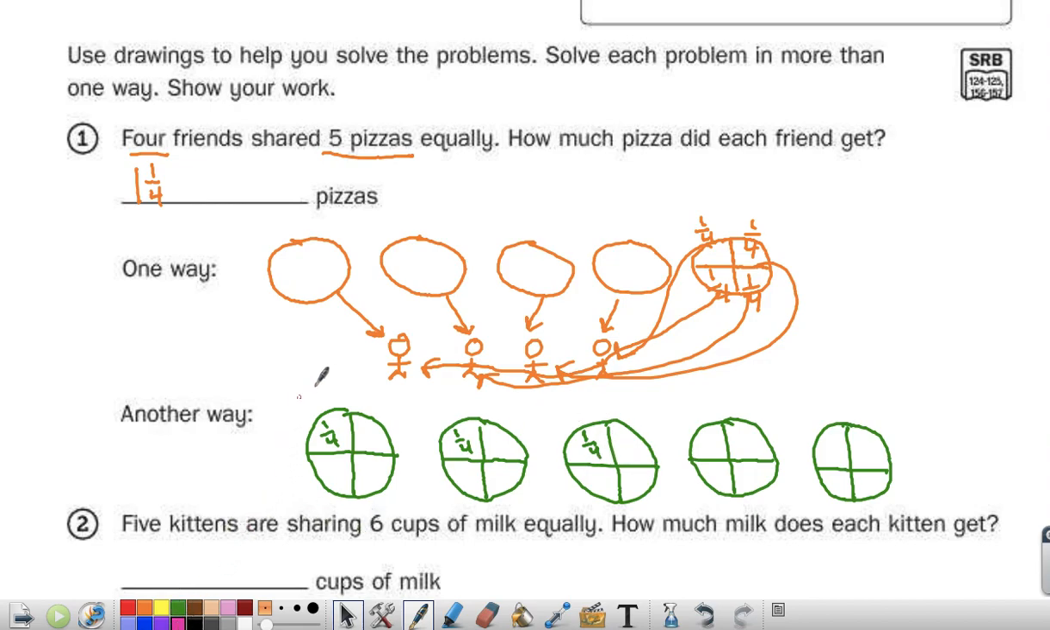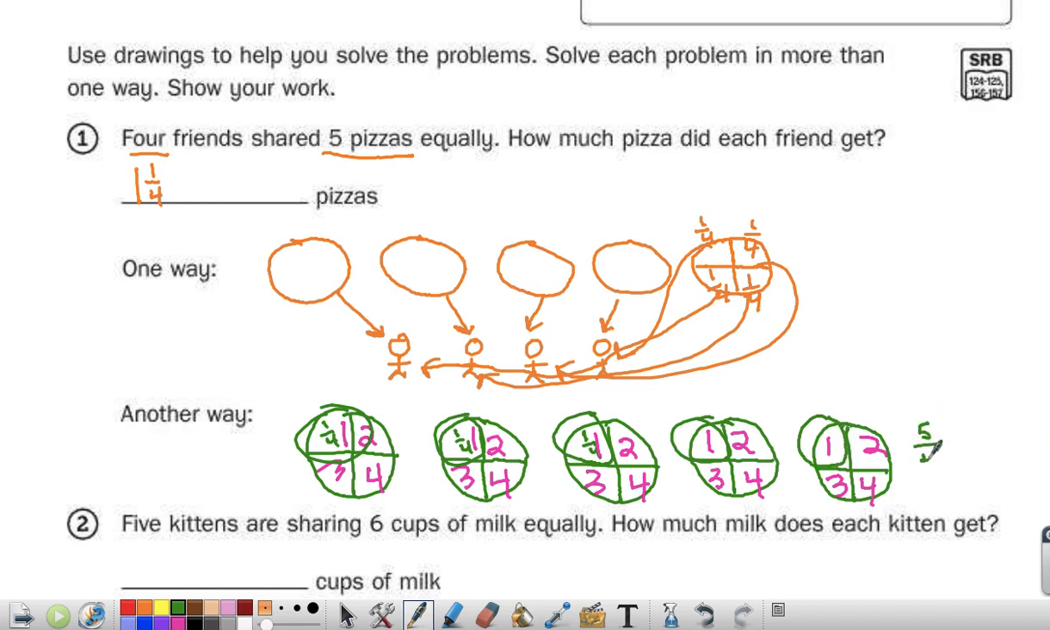So now I could say that friend one would get this piece, this piece, this piece, this piece, and this piece. Friend two would get here, here, here, here, and here. Friend three would get a slice from each pizza as well. And friend four would also get a slice from each pizza. Each of these slices is 1/4. So I would have 1/4 here for number one, 1/4 here, that's 2/4, 3/4, 4/4, and 5/4. So for this method, each friend would get 5/4 of a pizza. Well, 1 1/4 or 5/4 are just two different ways to write the same number.